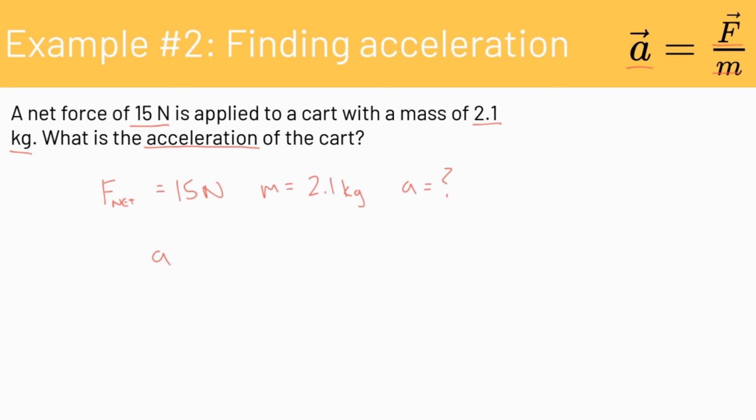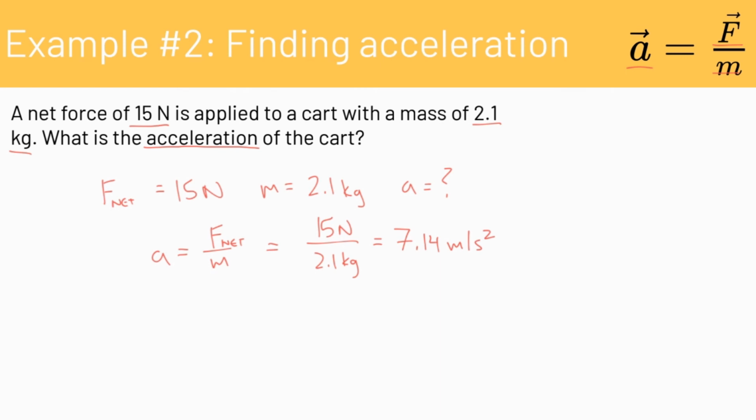Our equation says acceleration is equal to force divided by mass. So we can write that as net force of 15 newtons divided by 2.1 kilograms, which gives us an answer of 7.14 meters per second squared.